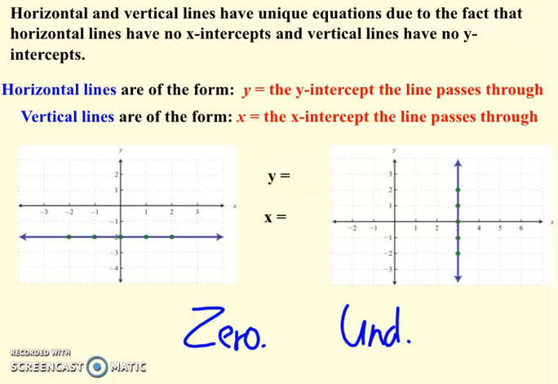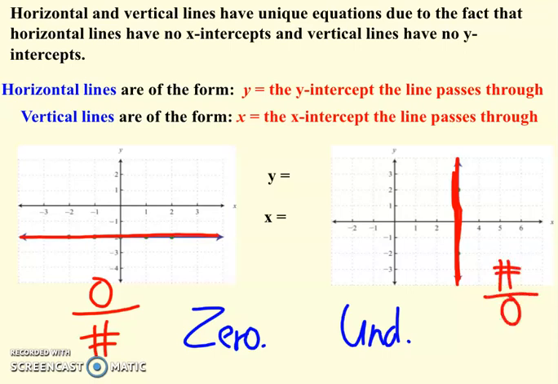This line, a horizontal line, is all run. So what that really means is you have no rise, and you have all run, so I'll say 0 over some number. On the other hand, this one, a vertical line, it's all rise and no run. So that's some number, and no run means 0.